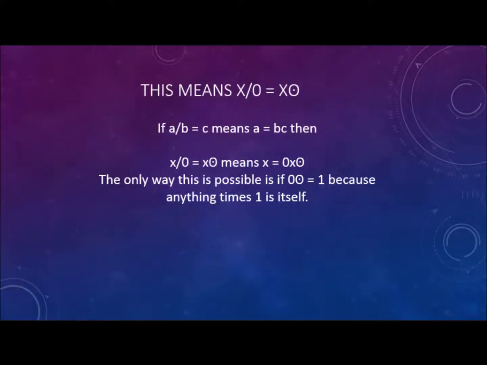Well, if a over b equals c means a is equal to b times c, then x over 0 equals x og means x is equal to 0 times og times x. The only way this is possible is if 0 times og is equal to 1, because anything times 1 is itself.